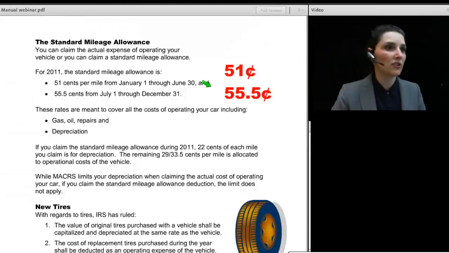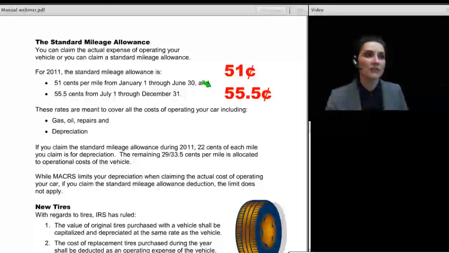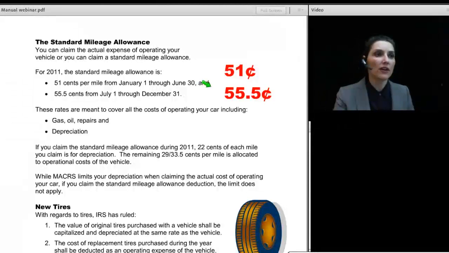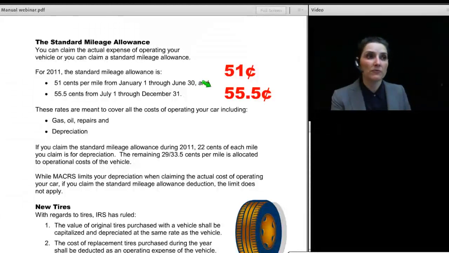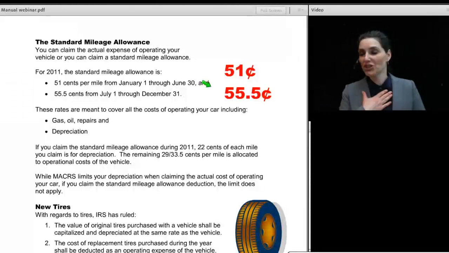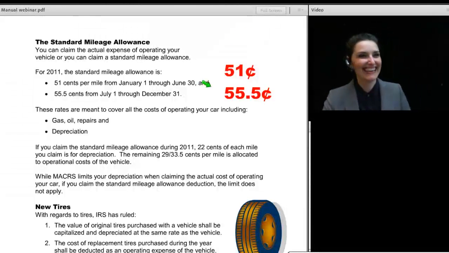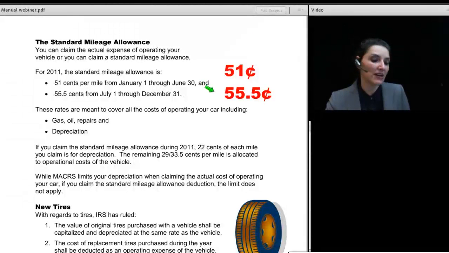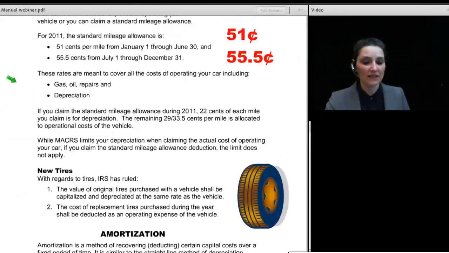And the way gas prices are going in 2011, it would not surprise me if 2012 has another mid-year increase. Back in 2008, when gas prices hit $4 a gallon, the standard mileage rate was increased in the last half of 2008 to 58.5 cents a mile, and gas prices are now where they were in 2008 by my pump observations. So I'm predicting we might see a July 1 increase to 58.5 cents a mile, or it could be I'm full of hot air and I don't know anything.